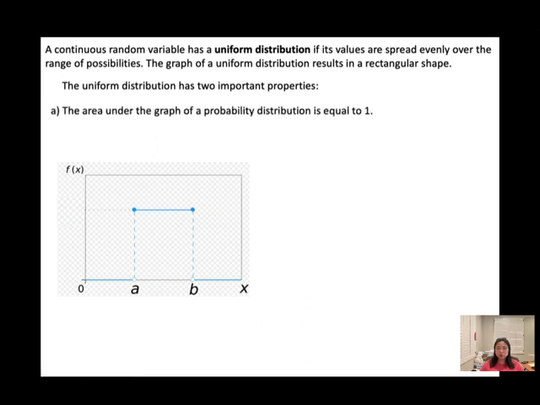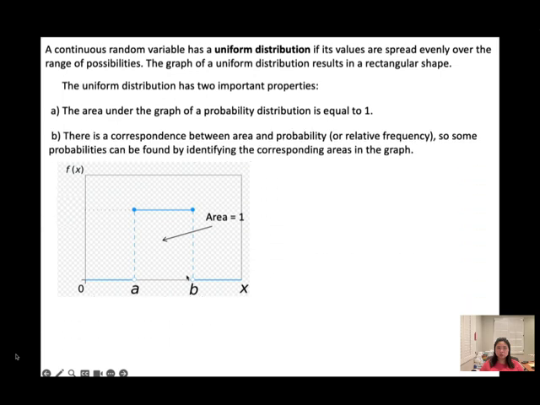The area under the curve has to be equal to 1. Remember, this is one of the requirements. The area under the curve has to be equal to 1. And there is a correspondence between area and probability, or relative frequency. So some probabilities can be found by identifying the corresponding areas in the graph.